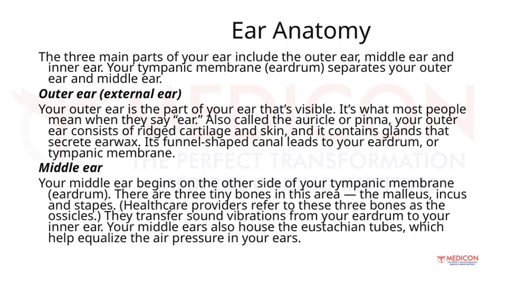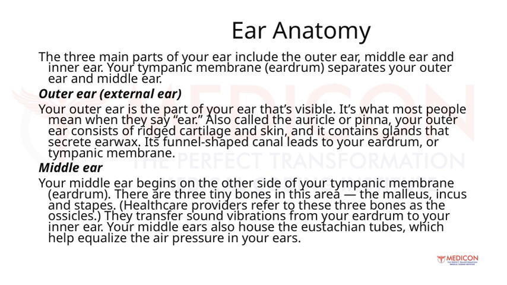Let's take a closer look at the anatomy of the ear. The ear is made up of 3 main parts: the outer ear, middle ear, and inner ear. The first part, the outer ear, is what most people think of as their ear. It includes the visible part, called the auricle or pinna, which is made of ridged cartilage and skin. This part contains glands that produce earwax, which helps protect and clean the ear. The outer ear also has a funnel-shaped canal that leads inward to the eardrum, officially known as the tympanic membrane.